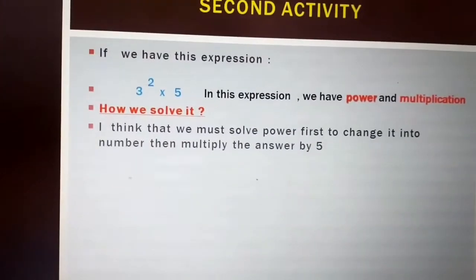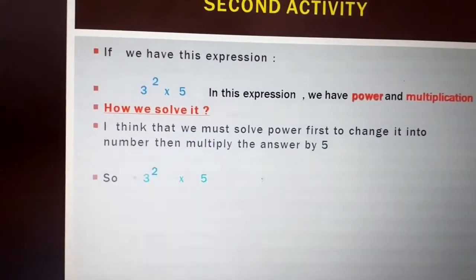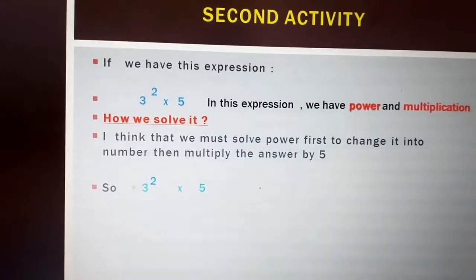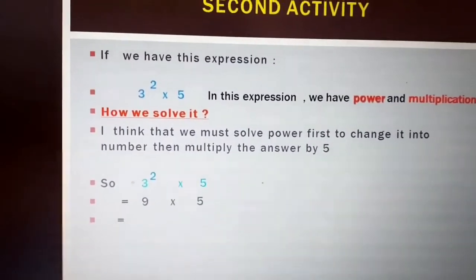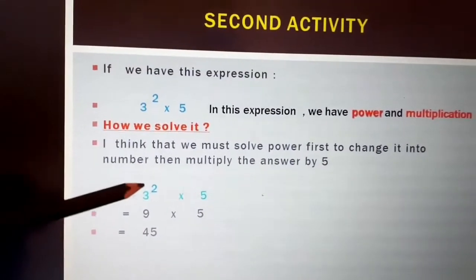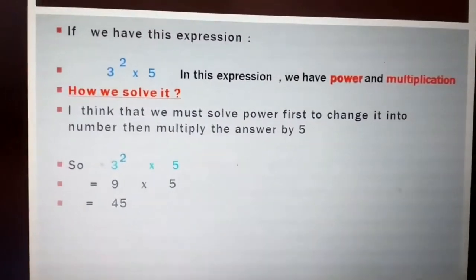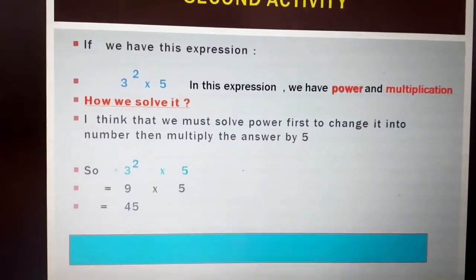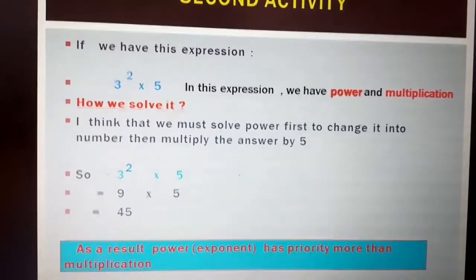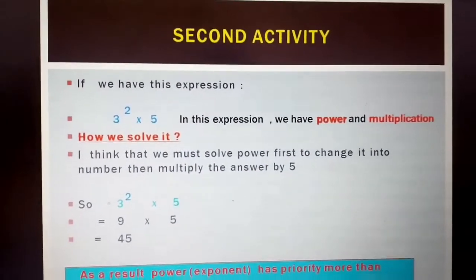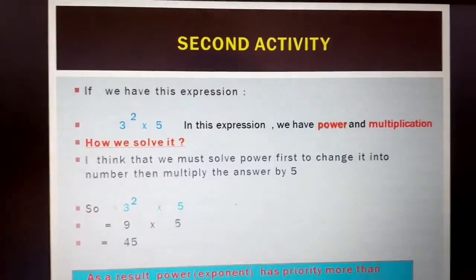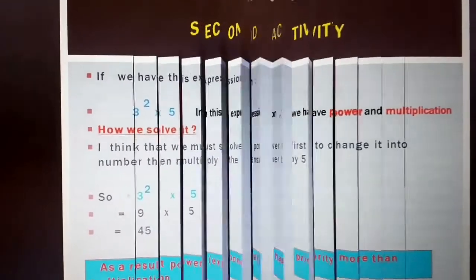So how to solve it? 3 squared times 5. We know 3 squared means 3 times 3 equals 9, not 6, times 5 equals 45. So who is stronger here, power or multiplication? So power has more priority than multiplication. So until now, the first priority, the strongest, is parentheses, and the second one is the power or exponent.